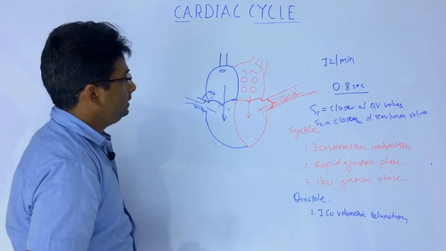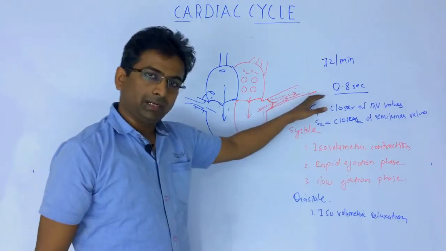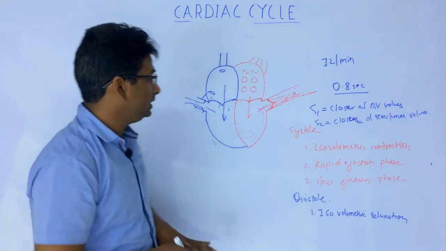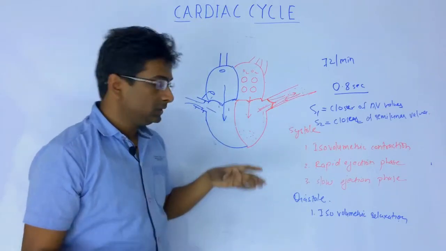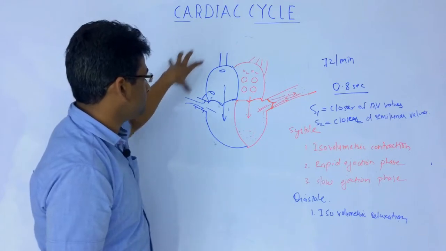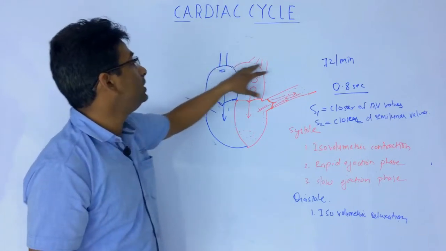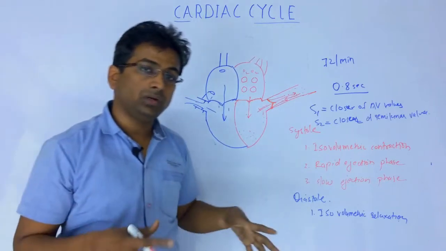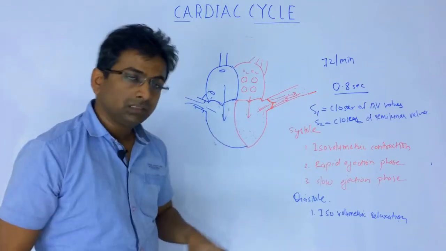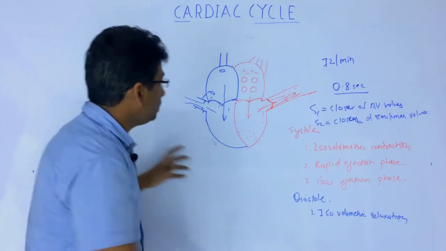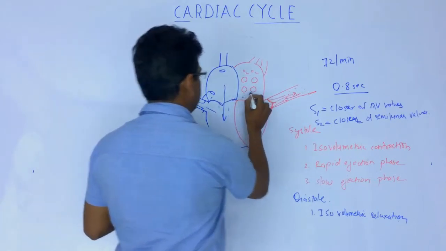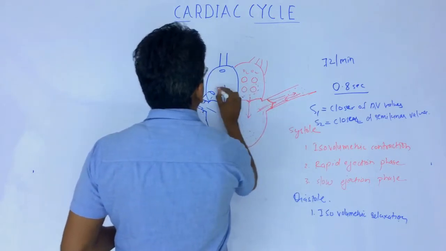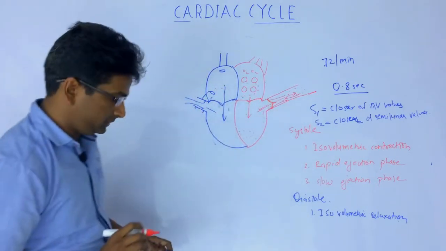Okay, and when the ventricle was contracting, the atria were relaxing and receiving the blood. The right atrium was receiving blood from the SVC and IVC, and the left atrium was receiving blood from the 4 pulmonary veins. So during ventricular contraction, the atria were in diastole and receiving blood. So now the atria have a lot of blood, but the ventricle is relatively empty.